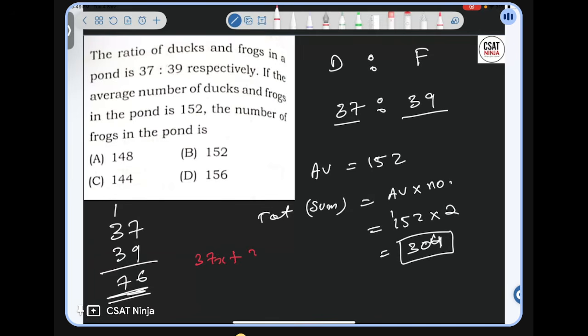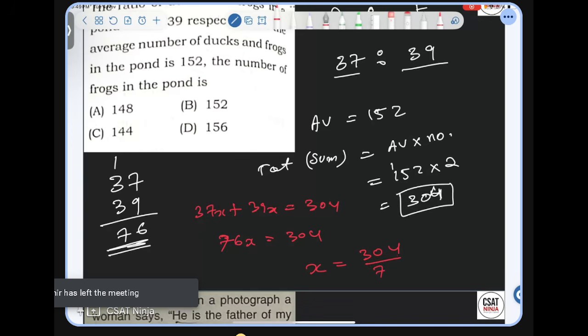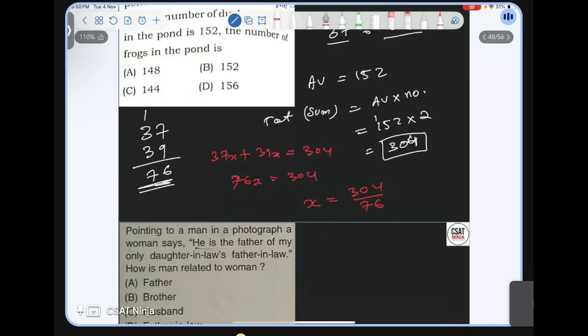37x plus 39x is equal to 304. So if you sum this, you will get how much? 76x is equal to 304. So if you solve this, the x value will be 304 divided by 76. So if you simplify this, you will get the answer for that. I'll leave that for you.